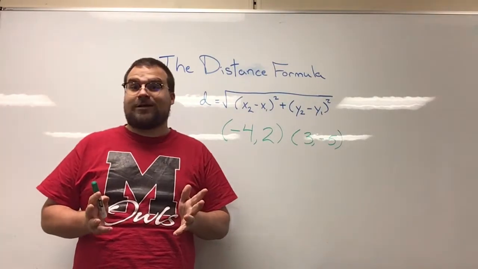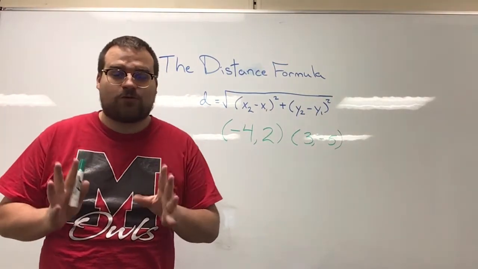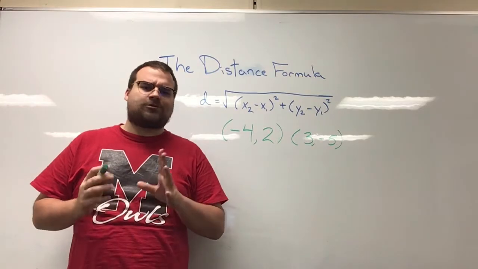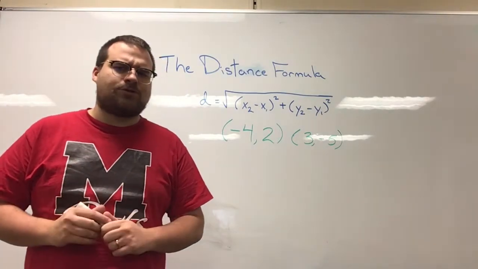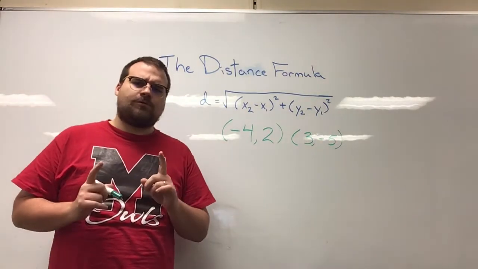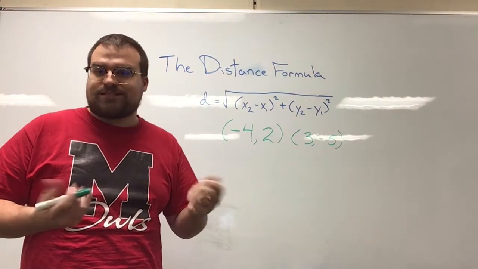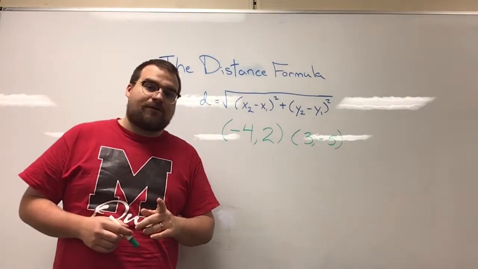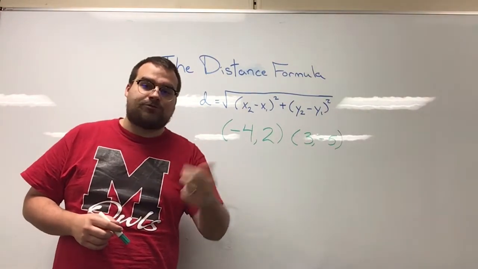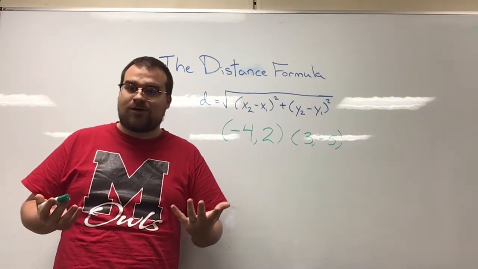This is a tough looking equation. I'm not going to lie, there's a lot of stuff going on here. But as long as we take it step by step, it's not too difficult to complete. We have a lot of variables. First off, the D just stands for distance. However, we also have x2, x1, y2, and y1. Where are we getting those?